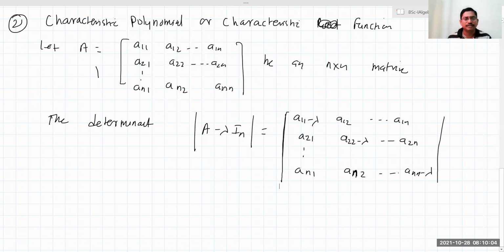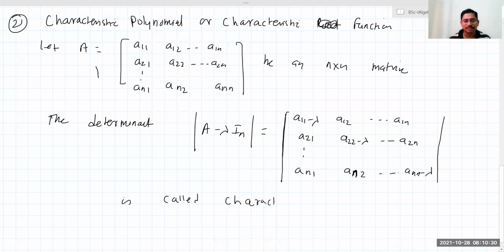So this determinant is called the characteristic function or characteristic polynomial. We can express it, and solve the determinant. This determinant is just a scalar term. We'll get an expression in terms of lambda and lambda's powers. Since the order is n, we'll get the highest power of lambda as n. If you solve the determinant of this, it is called the characteristic function or polynomial.